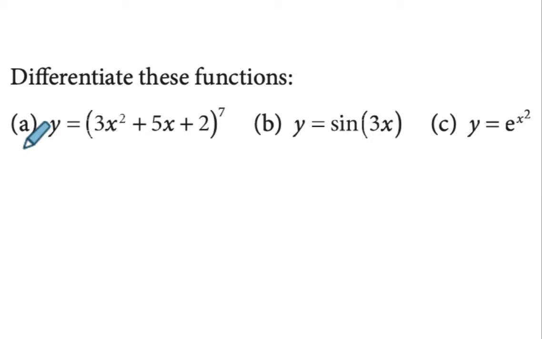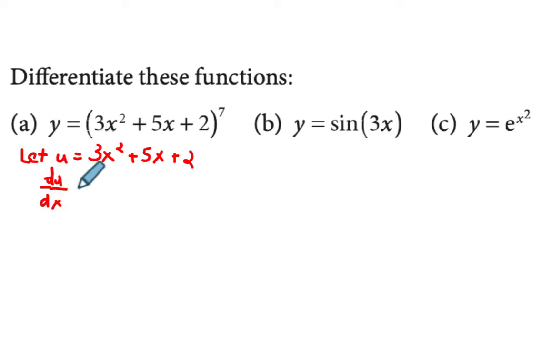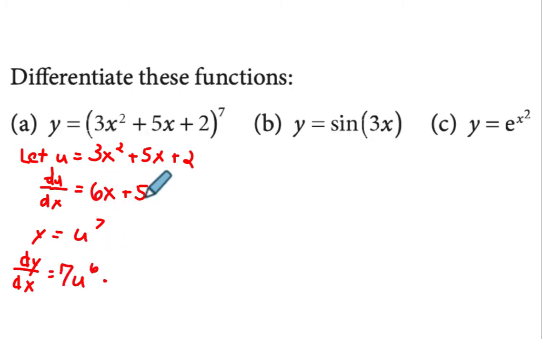So again, always start the chain rule by letting u equal the inside function. So I'm going to let u equal 3x squared plus 5x plus 2. And then we're going to need to find the derivative of u with respect to x. So I'm going to go ahead and find the derivative of this function. So that's going to be 6x plus 5. Then I'm going to rewrite my y function in terms of u. Find the derivative of this function in terms of u, and then I'm going to multiply it by my derivative of u with respect to x.